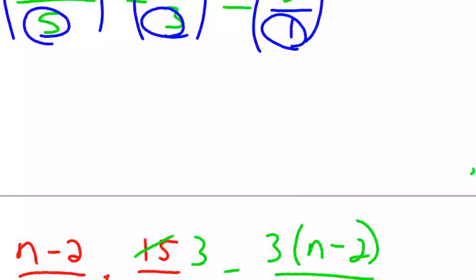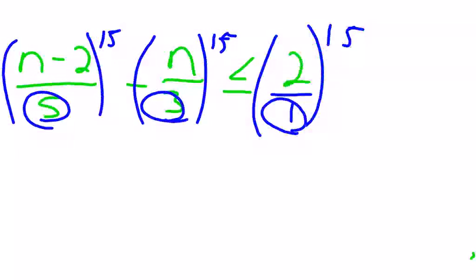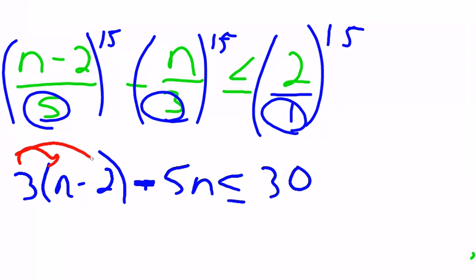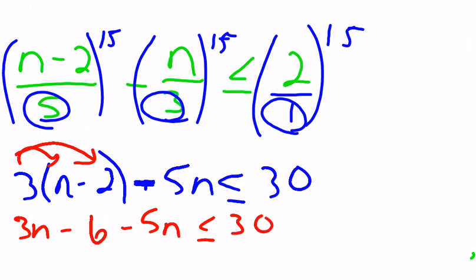So, let me just get rid of that page. What we have now is 3 times n minus 2 minus 5n less than or equal to 30. So now we need to distribute this 3. So we get 3n minus 6 minus 5n less than or equal to 30.